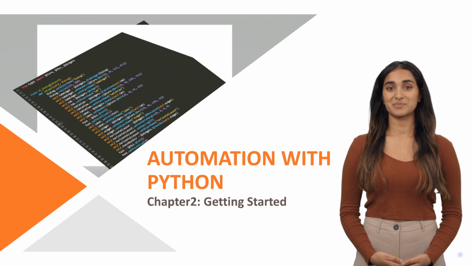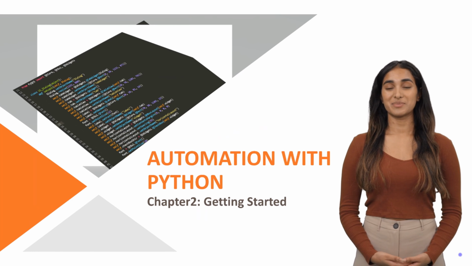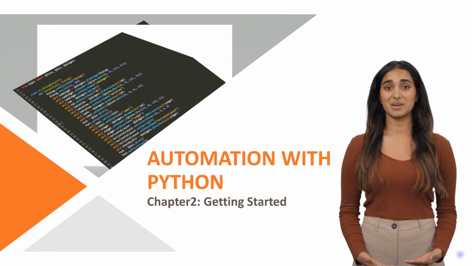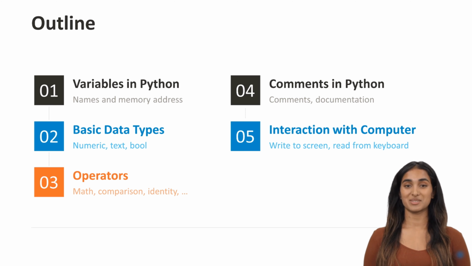Automation with Python. Chapter 2. In this chapter, we will introduce some important fundamentals of the Python programming language. First, we will talk about variables in Python and how variable names are related to memory addresses.